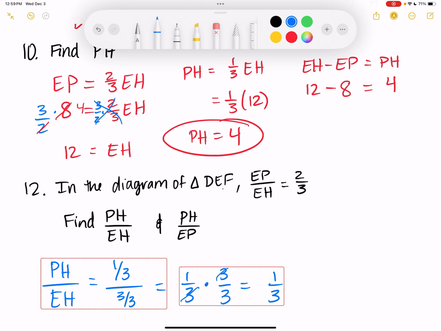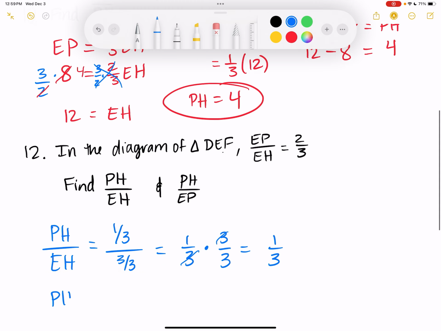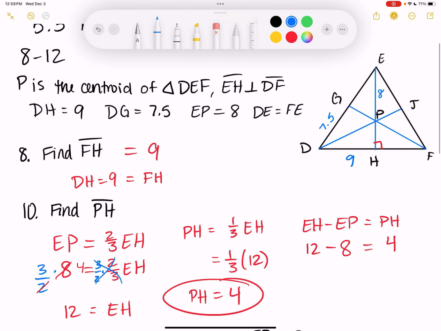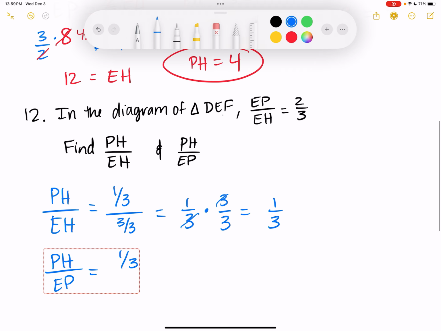PH over EP. So PH we said is 1/3 of the whole thing, but EP is 2/3 of the whole thing. So we have 1/3 over 2/3. Or like what Harrison was saying, we already know what PH is. We know that that's 4. We know that EP is 8, so we could do it that way as well. But this is just your generic form of that.